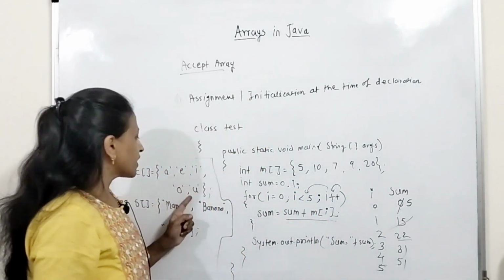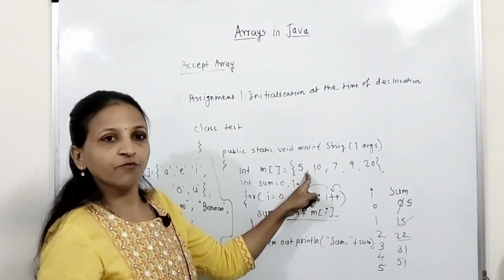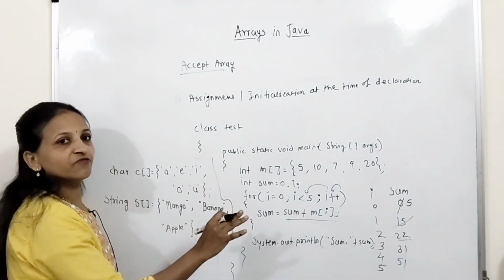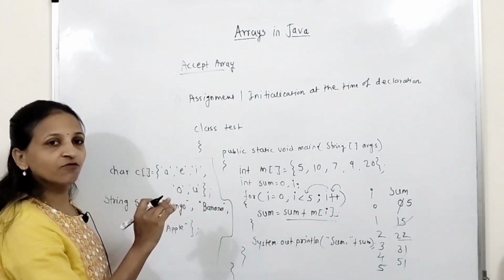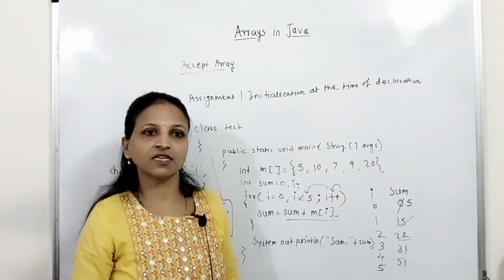And in this way we can create a character array. We can create an integer array in this way. For a float array, you can directly specify all the values comma separated, like 1.2, 3.4, 5.6. For a double array, again the same thing.